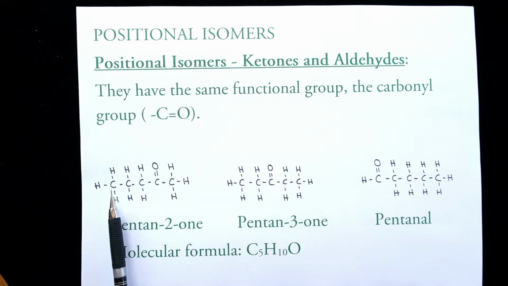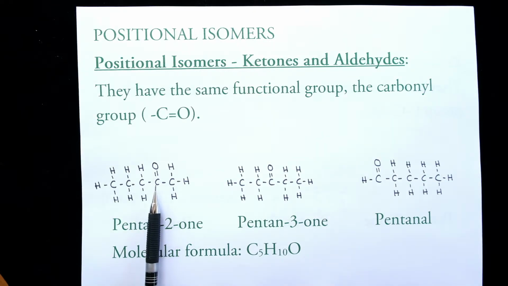In the first one, the double bond O, the carbonyl group, is on carbon number 2. In this example, I have to start numbering on the right-hand side, closest to your functional group. So this is carbon number 1, there's carbon number 2. The carbonyl group is on number 2, so the name is pentan-2-one. Ketones end with O-N-E. You can also call this molecule 2-pentanone.